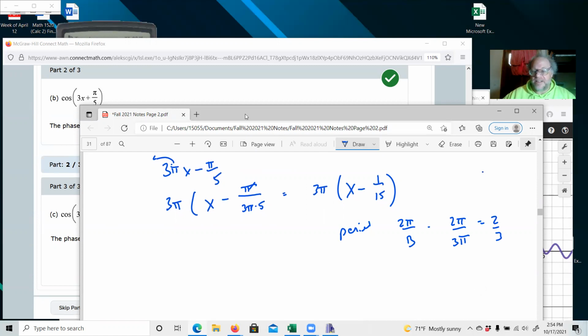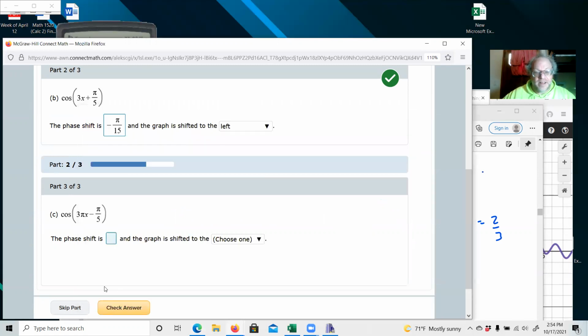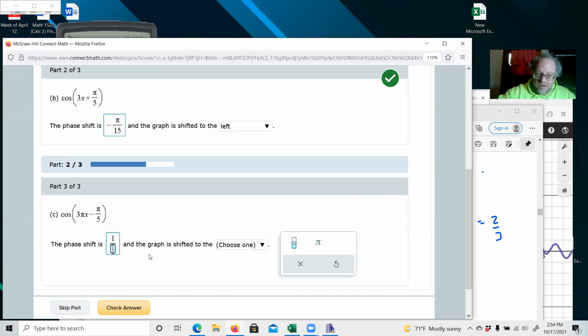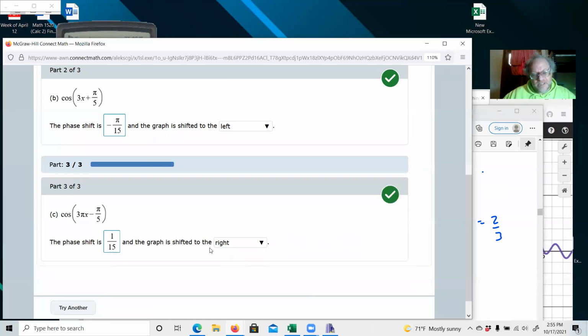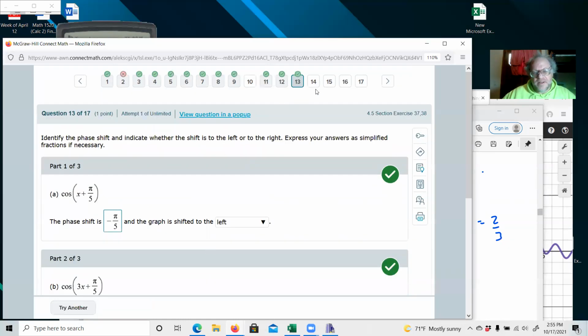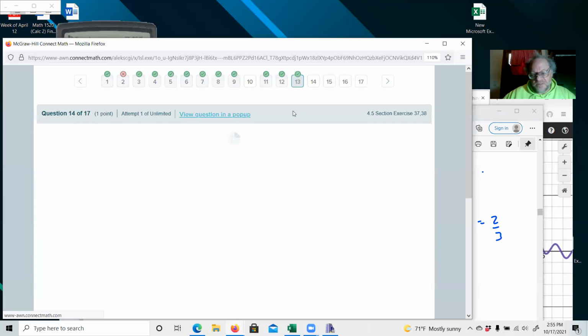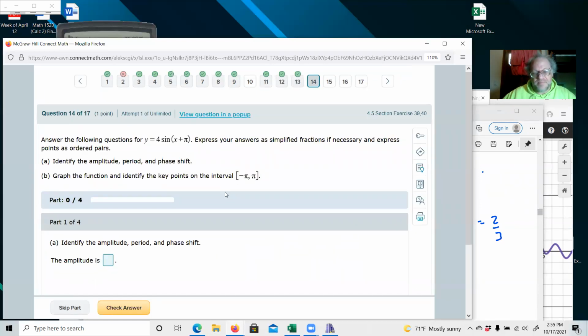Okay, so let's take a look at that. The phase shift is not negative, it's 1 over 15, and the graph is shifted to the right. All right, that should be fine. I'm sorry, phase shifts are a little confusing.